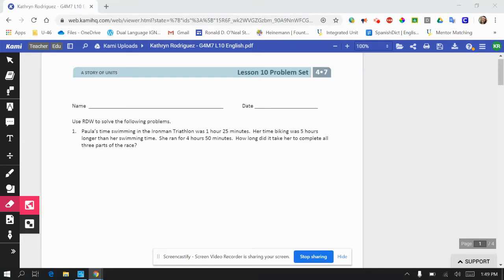Hello, students. Today is Module 7, Lesson 10. These are word problems where we will need to use addition and subtraction in order to find the answer. These are also multi-step problems, okay? So we will have 1, 2, and possibly 3 steps to get to our answer. Let's get started. Please box the question.